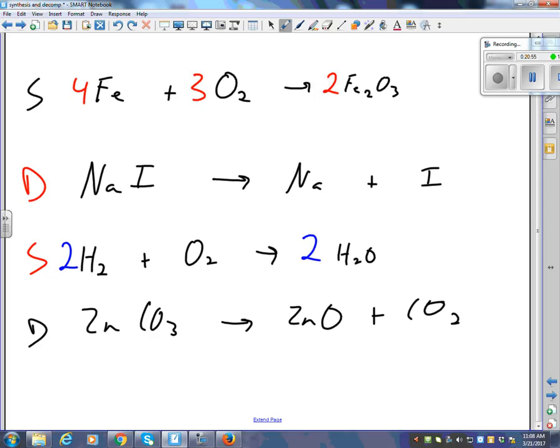Now, quickly, we could probably do synthesis or decomp for 5, 6, and 7. 5 would be decomp, right? 6 would be synthesis. 7 would be decomp. Okay, you guys are good.